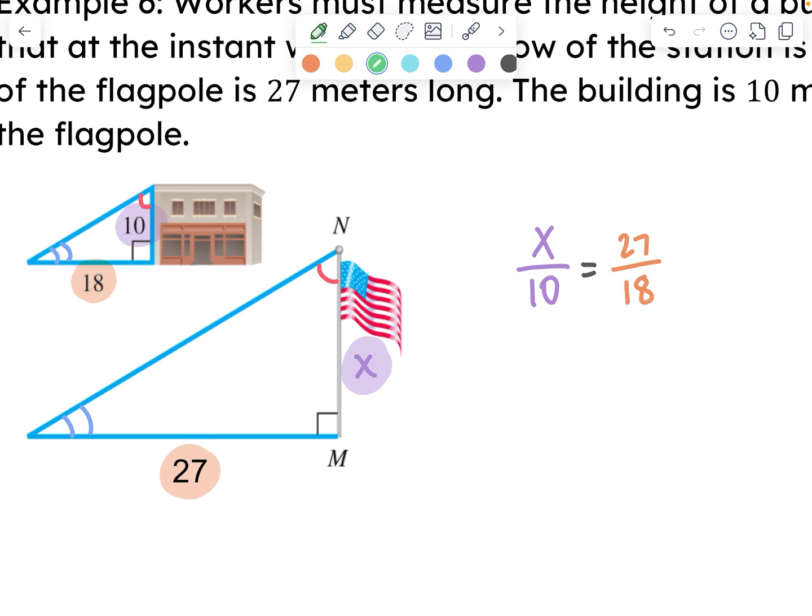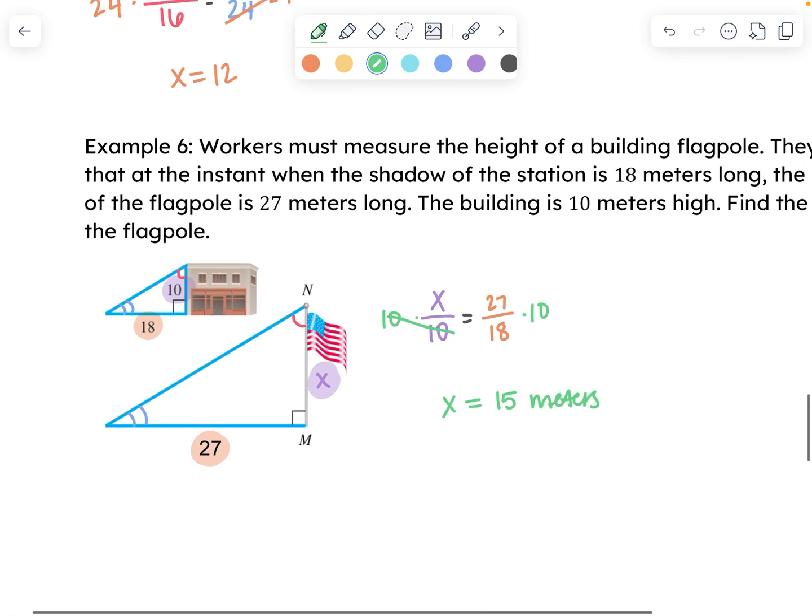From here, I can just multiply both sides by 10. And I get that x is equal to 27 over 18 times 10, which gives me 15 meters. You can plug that into your calculator. And there we go. You also could have noticed that 27 over 18 does simplify down to 3 over 2, and then multiply it by 10.